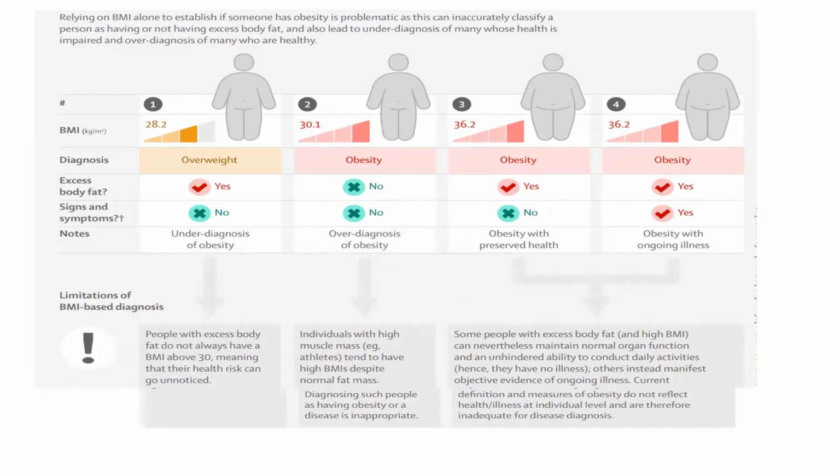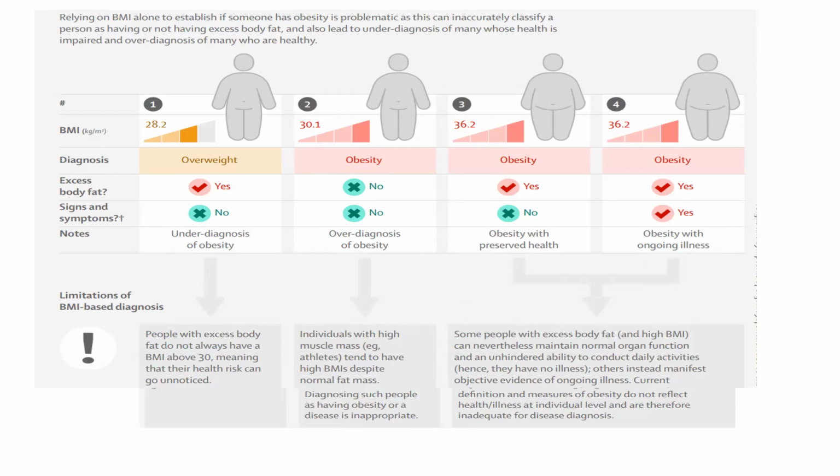So relying on BMI alone to establish if someone has obesity is problematic, and this can inaccurately classify a person as having or not having excess body fat, and this can lead to underdiagnosis and at times overdiagnosis of obesity. So underdiagnosis of obesity in people who already have impairment of health, and overdiagnosis of obesity in some healthy individuals as well who are muscular in nature.